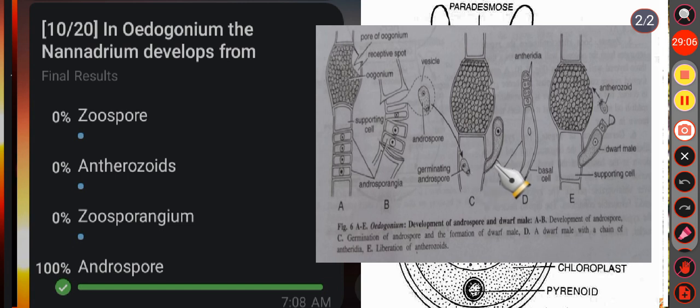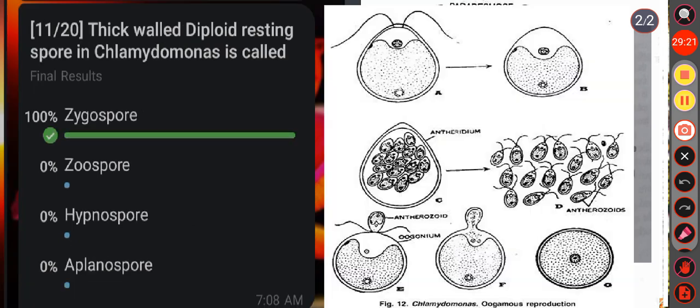Then it germinates to form a dwarf male. The dwarf male is also called nanandrium. Okay. So in Oedogonium, the nanandrium or dwarf male develops from the androspore. Okay. Then question number 11.